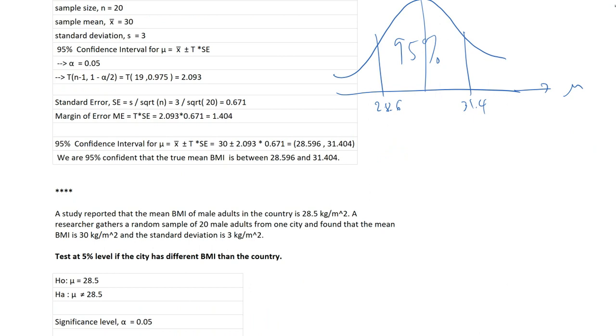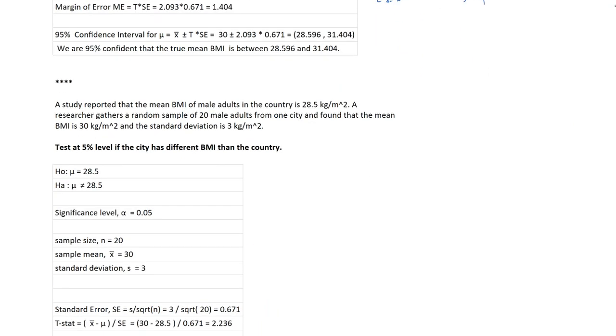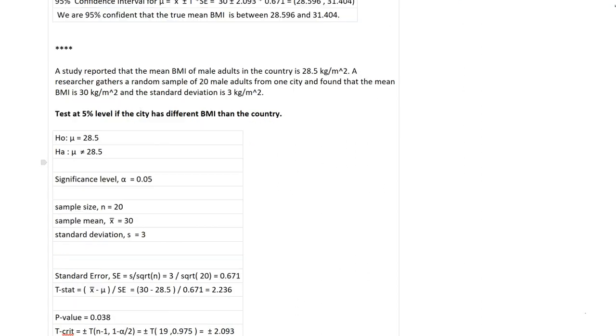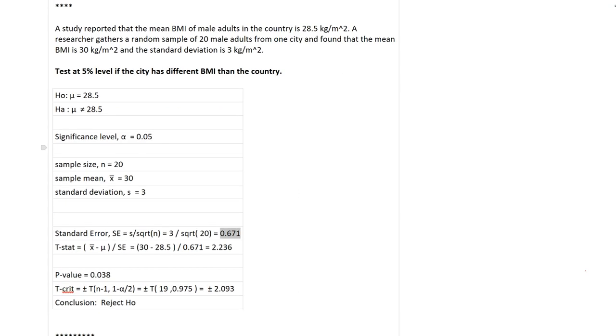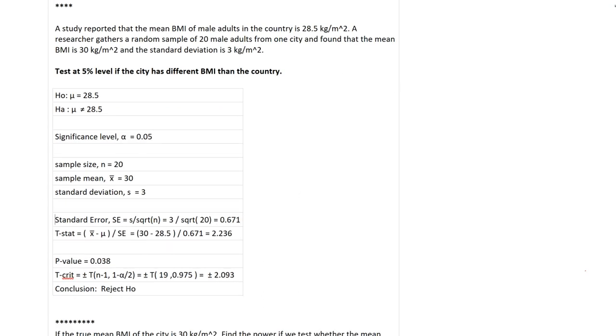Now suppose we want to test if the mean in the city is equal to the mean in the country. That means the null hypothesis is mu equals 28.5, and the alternative is that mu is not equal to 28.5. Again, we're going to use an alpha of 5% here, and as before, this is the characteristic of the sample. Now from here we can get the standard error. It's going to be 0.671, just like the one in the previous problem.